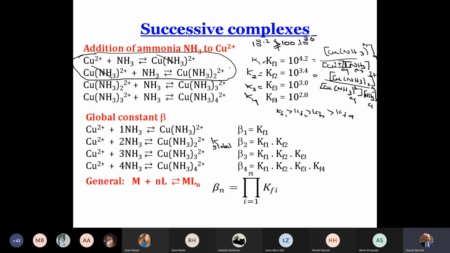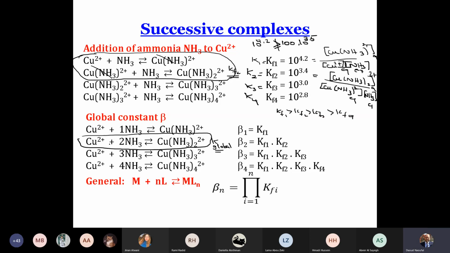This K is equal to Kf2. Okay, so what is the difference if we write this reaction according to this form? Here we write the formation of the second complex from the first, and K of the reaction is equal to the constant of formation of the second complex.